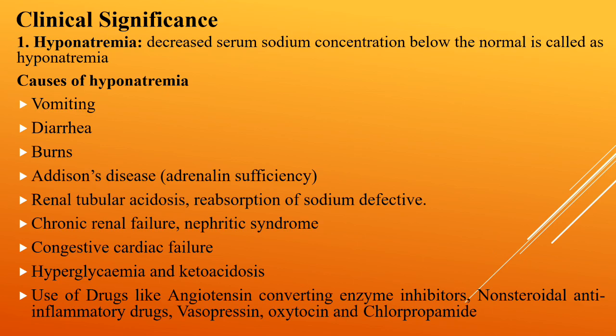Hyponatremia means decreased serum sodium concentration below the normal level. The normal level is 135 to 145, and less than 135 is called hyponatremia. Causes of hyponatremia are vomiting, diarrhea, burns, Addison disease, that is adrenal insufficiency, renal tubular acidosis, and a defect in renal reabsorption of sodium.